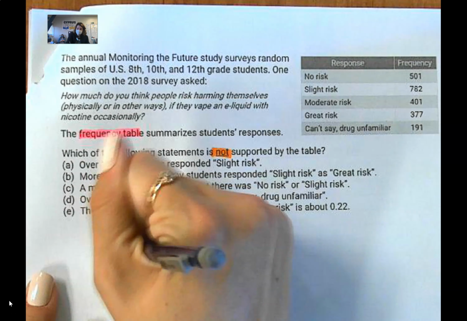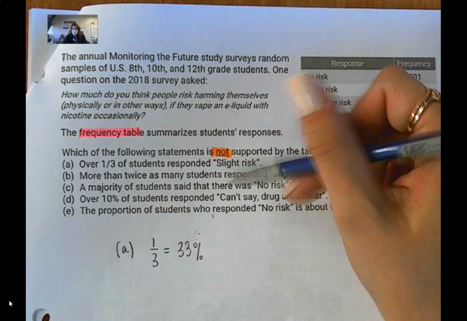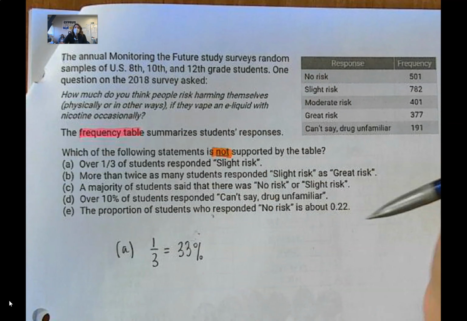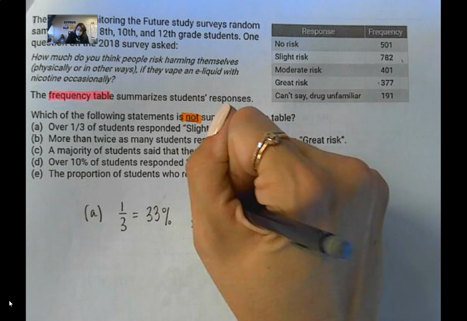So for A, it says over 1/3 of the students responded slight risk. Well, 1/3 is approximately 33%. So I need to check to see if over 33% of these students answered slight risk. So I go to my table and I'm going to find the number of students that said slight risk, and I'm going to divide that by the total number of students.